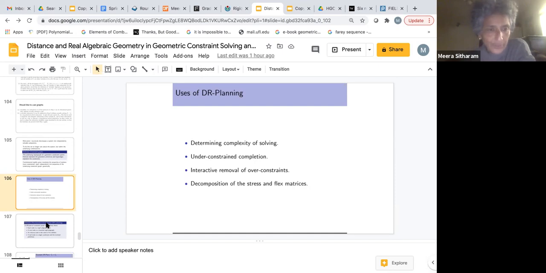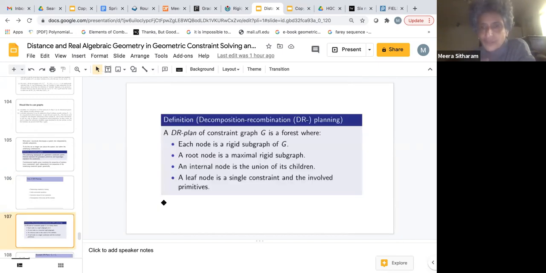Okay, so now I can define the DR plan. You will see in different papers the DR plan is defined slightly differently, because which of these conditions have been imposed is not clear. So the original DR is not always uniform, is what I'm trying to say. You have to pay attention to this. Here, a DR plan just says that each node is a rigid subgraph of G. It's not saying that it should be a rigid maximal proper subgraph. It doesn't say that.